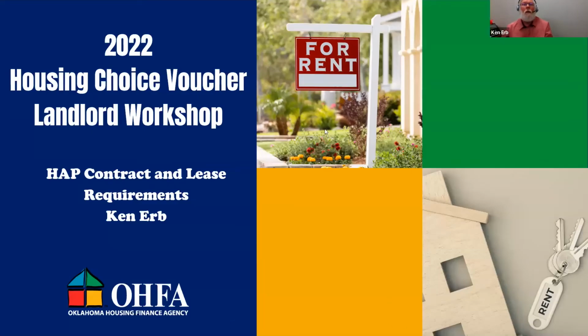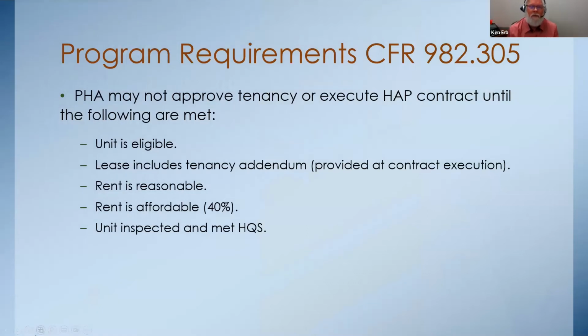My name's Ken Erb. I'm going to be talking about the housing assistance payment contract and lease requirements. The discussions earlier will play into this as well. So the program requirements, we are governed by the Code of Federal Regulations 982.305, which says the Public Housing Agency may not approve tenancy or execute a HAP contract until the following are met. The unit has to be eligible.